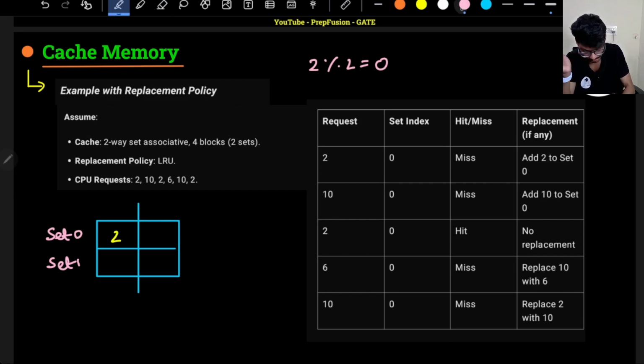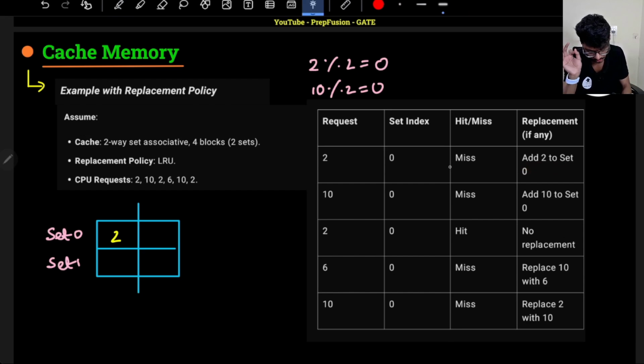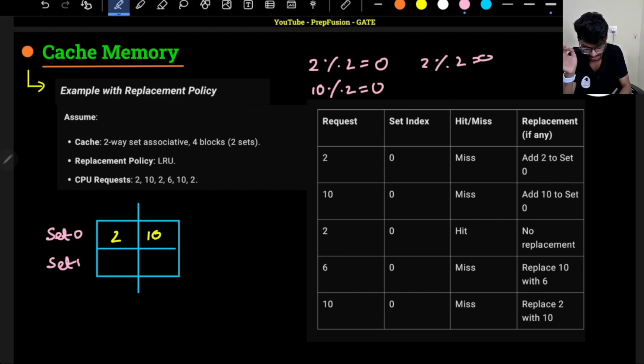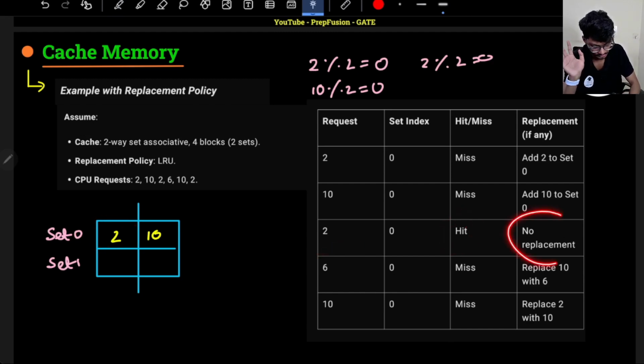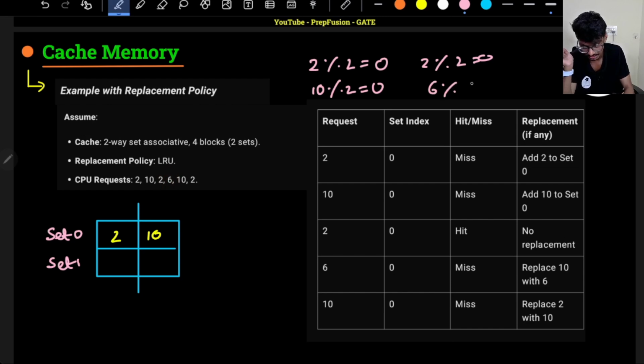Then again when I call 10, what is 10 mod 2? It is 0 again. It is a miss because it is not present in the cache memory, so both will be misses. 10 will be placed here. Now next I call 2 again. If I call 2 again it is a hit, right? Because 2 is in set 0, and when I match the tags, I will see 2 is already present, so it will be a hit. No replacement is required, just a simple cache read. Now next I will call 6. If I am calling 6, that means what?